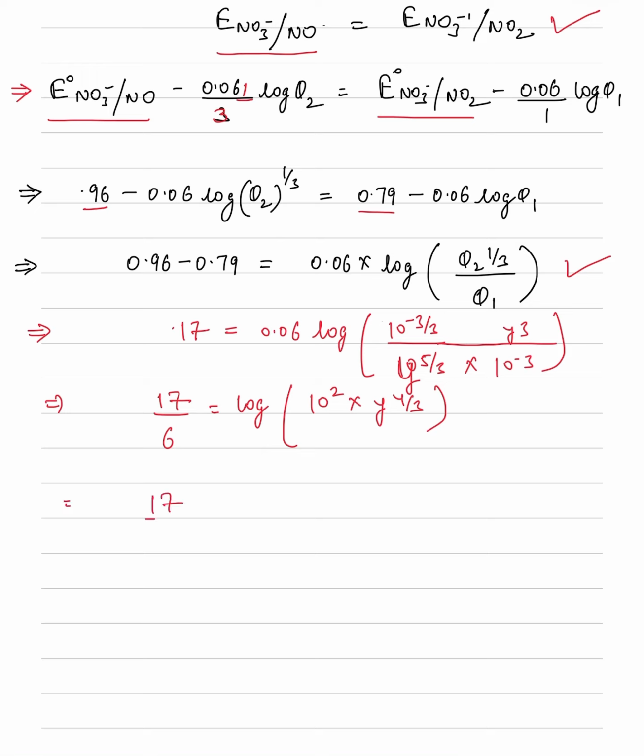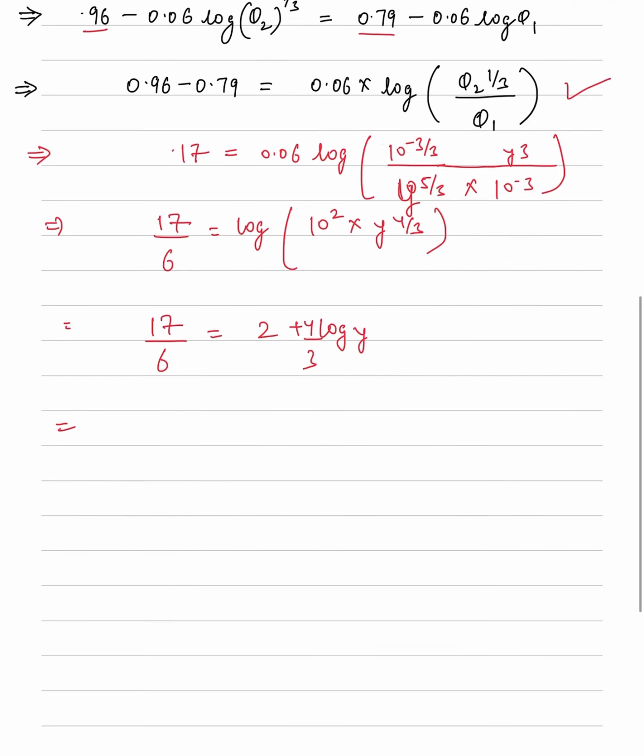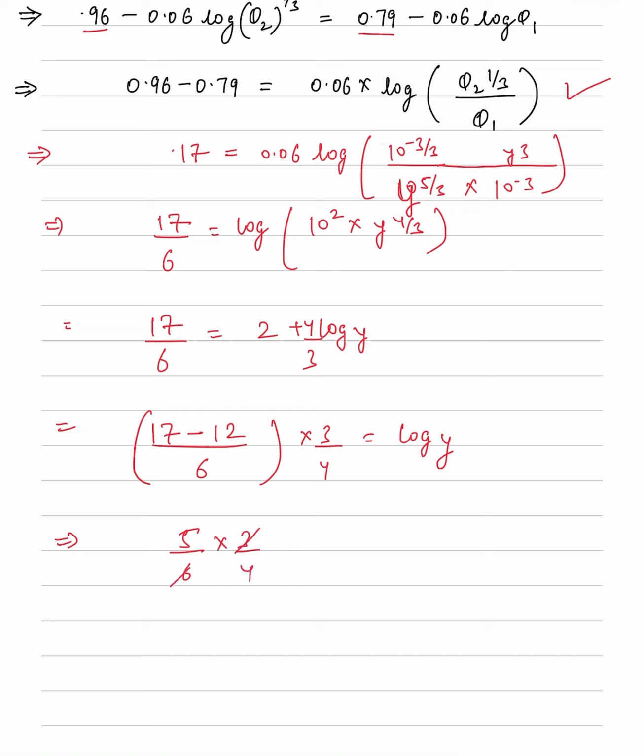On further solving, 17 by 6 equals 2 plus log of y. Since the power of y is 4 by 3, I can directly take it ahead and it will come here. So this will be equal to 17 minus 12 upon 6, multiplied by 3 divided by 4, equals log of y. So this is 5 by 6 into 3 by 4, which comes out to be 5 by 8, which is equal to log of y.